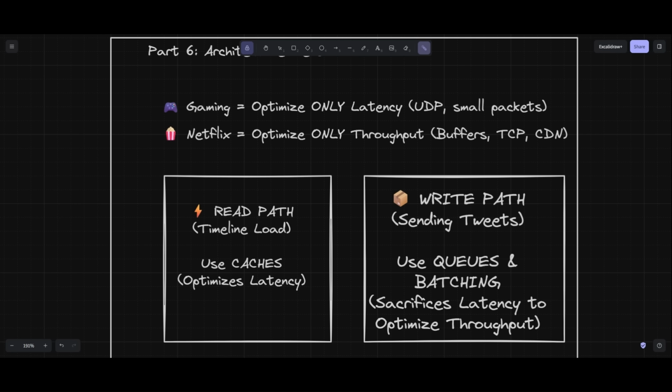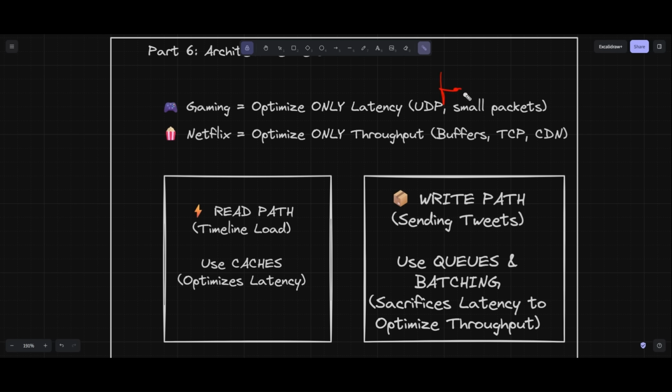But the game doesn't actually need much throughput at all. What is it actually sending? It's sending an XY coordinate, a button click, a rotation vector. It's a few bytes. It's a tiny trickle of data. So for gaming, you architect the whole system, you optimize the network protocols, you probably use UDP instead of TCP, all to shave off like 3 milliseconds of latency. You completely sacrifice throughput. You don't care about data guarantees as much. You just want it fast.